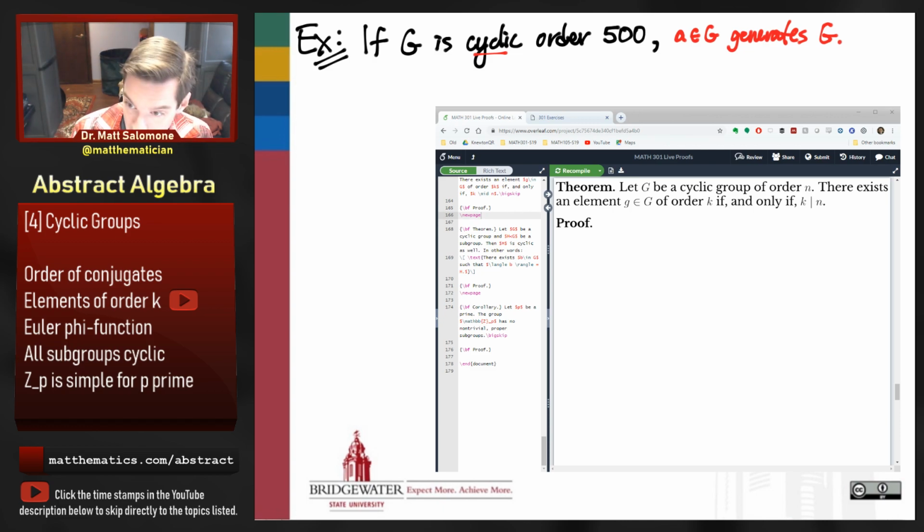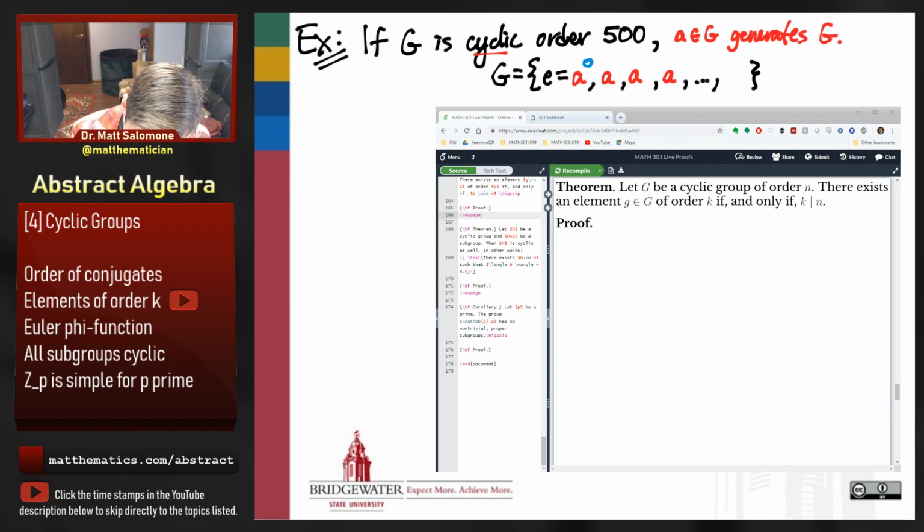And so if I call that generator a, then I know what the elements in my group are going to look like. G is going to consist of an identity element, which is to be thought of as the 0th power of a. Let me get some preemptive color coding here. Right, the 0th power. And then I'm going to have the first power of a, that is to say a itself. I'm going to have the second power of a, that's a squared. I'm going to have the third power of a, and so on and so on. And the highest power of a that's going to be distinct from all the others that I've listed is going to be the 499th power of a.